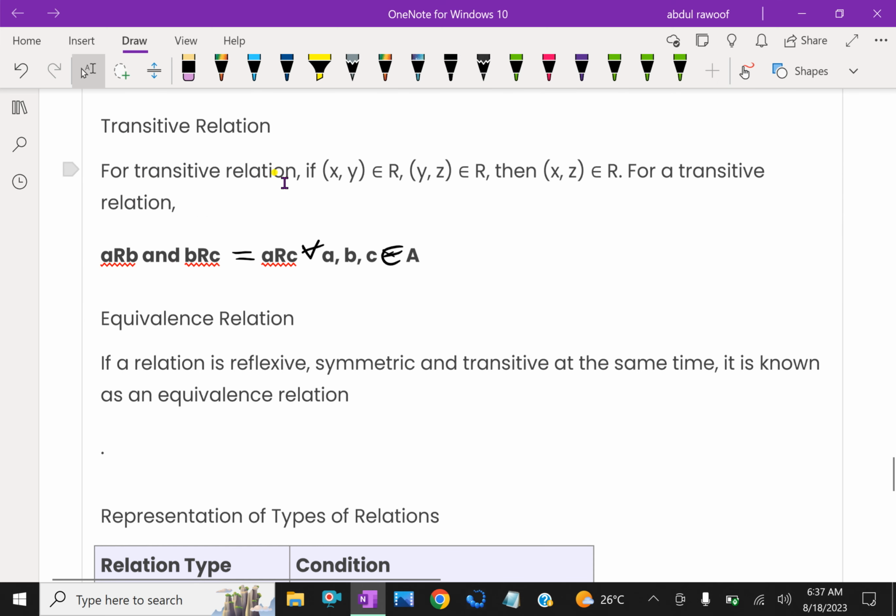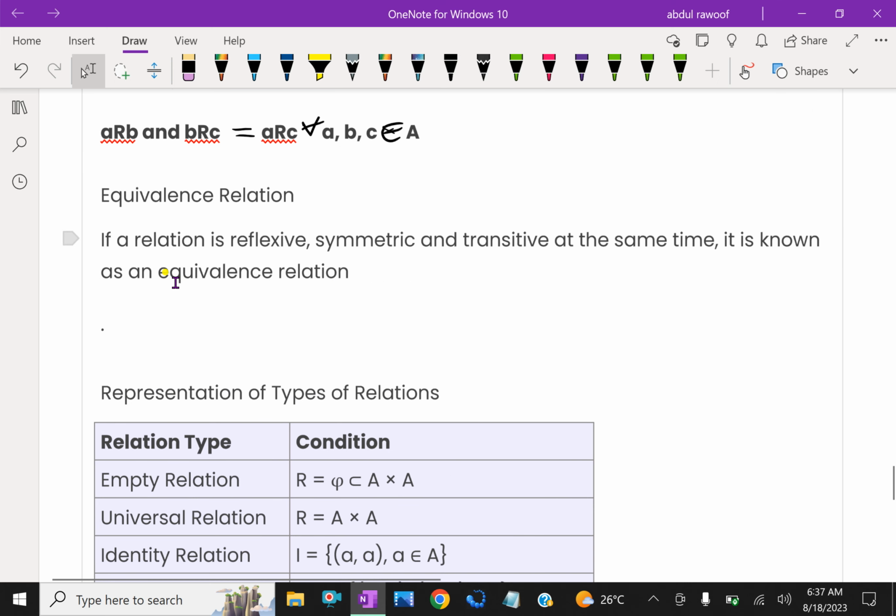Transitive relation. For a transitive relation, if (x, y) is an element of R and (y, z) is an element of R, then we can say (x, z) is an element of R, which is called transitive. That is, the first element is related to the last. For the definition, a related to b and b related to c implies a related to c, where a, b, c are elements of A.